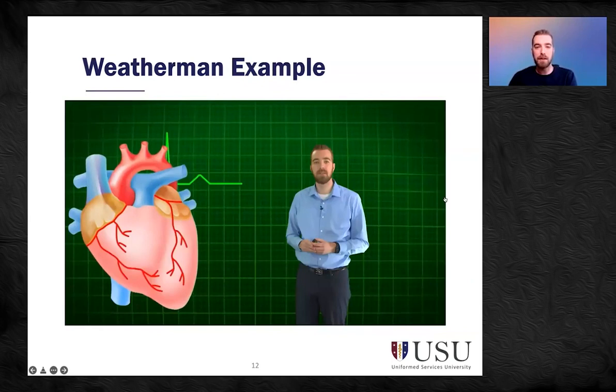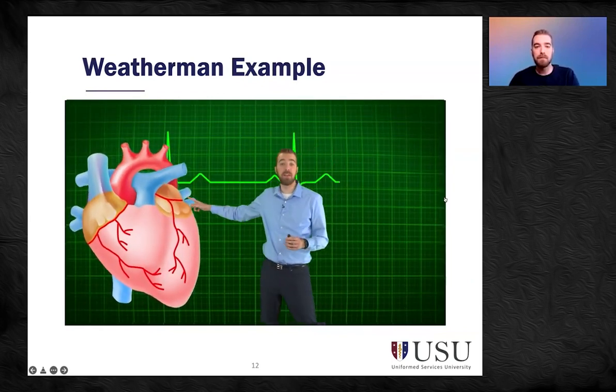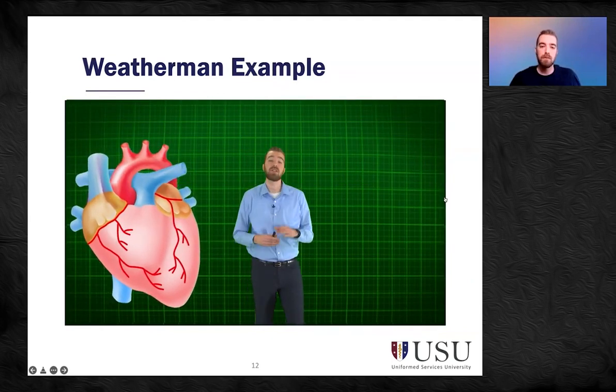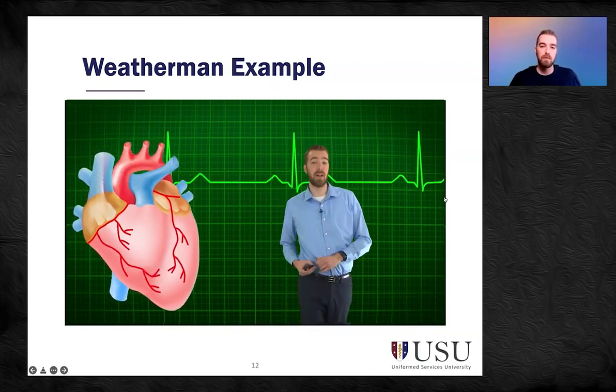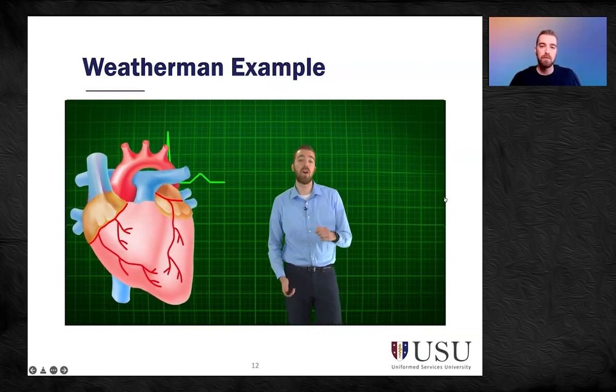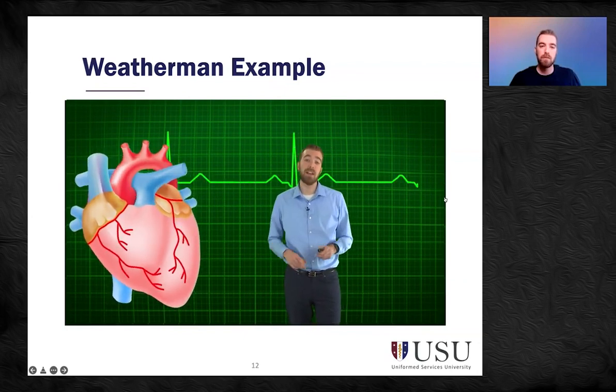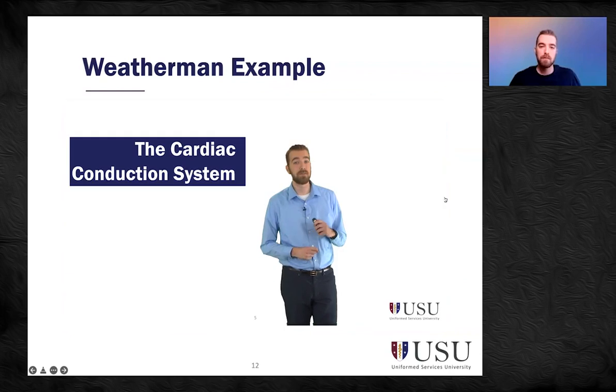Okay, now these are not nerves. They are specialized cardiac muscle cells. They send signals and cause contractions, and this is called the cardiac conduction system. And that is what we are going to talk about next.